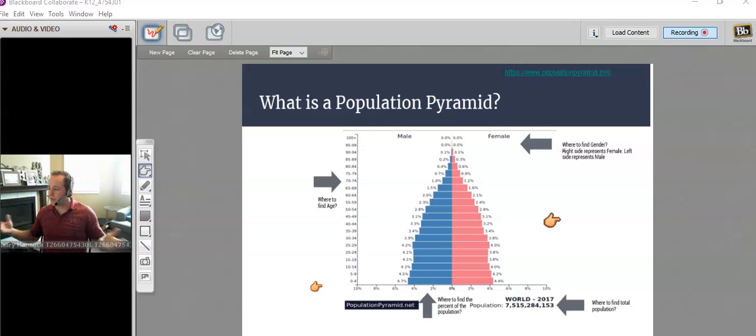And why is that? Can anybody think of why that was? Somebody says it looks like a leaf. Yeah, the men went to war and they died in the war. So we can look at these pyramids and really analyze them and see, yep, because of war. Perfect. Okay, so let's move on here.